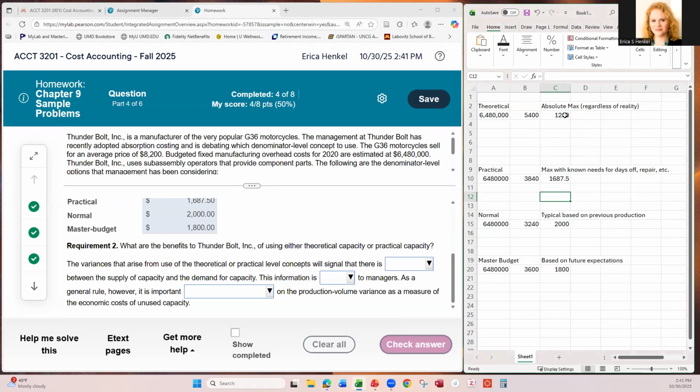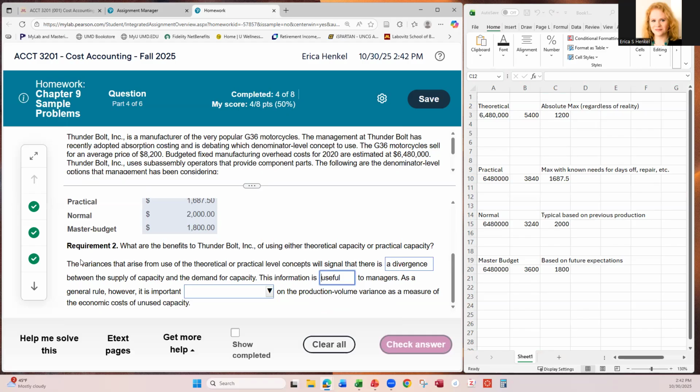Now, what's different about those two fundamentally from the other two is that they're not considering demand. They're considering just how much we can crank out. So variances that arise from the use of theoretical or practical concepts will signal that there is a divergence between the supply of capacity and the demand for capacity. That information is useful for managers to know.